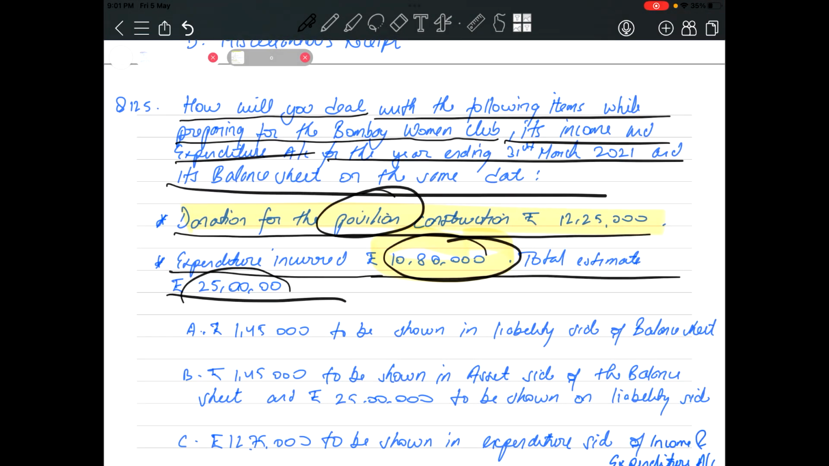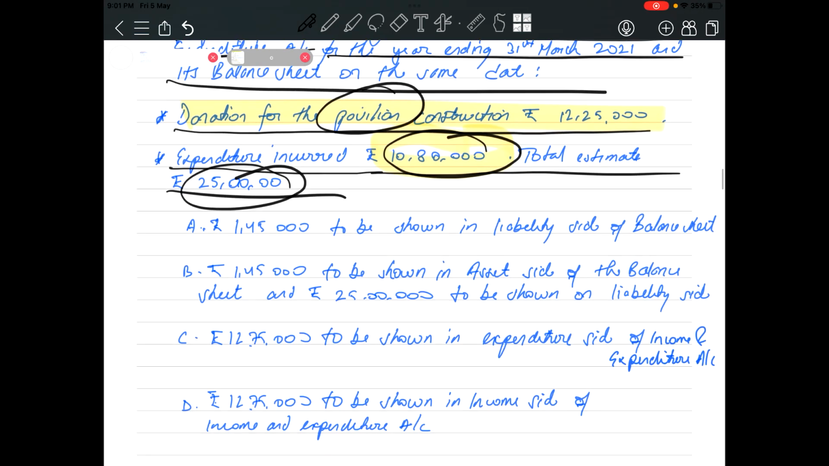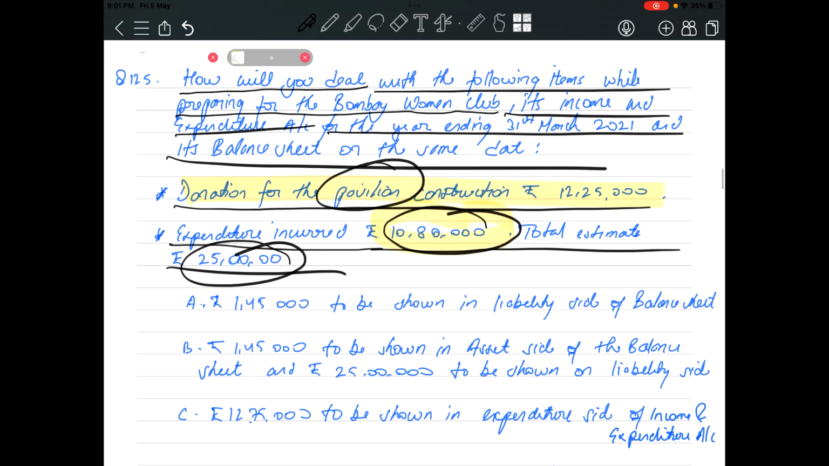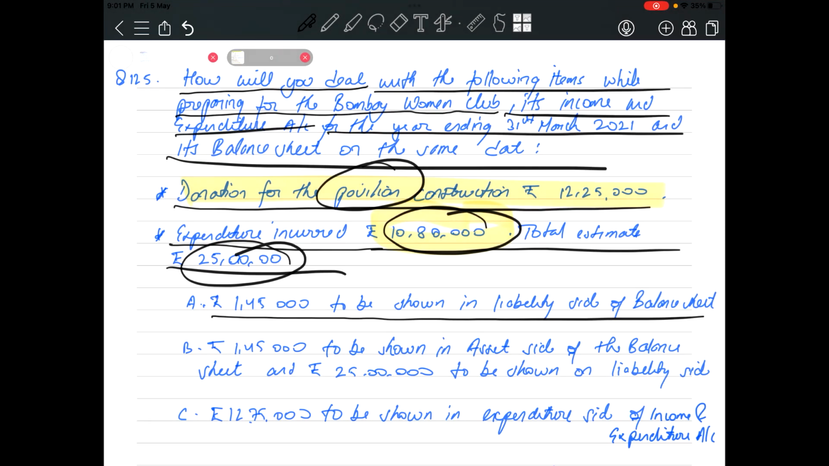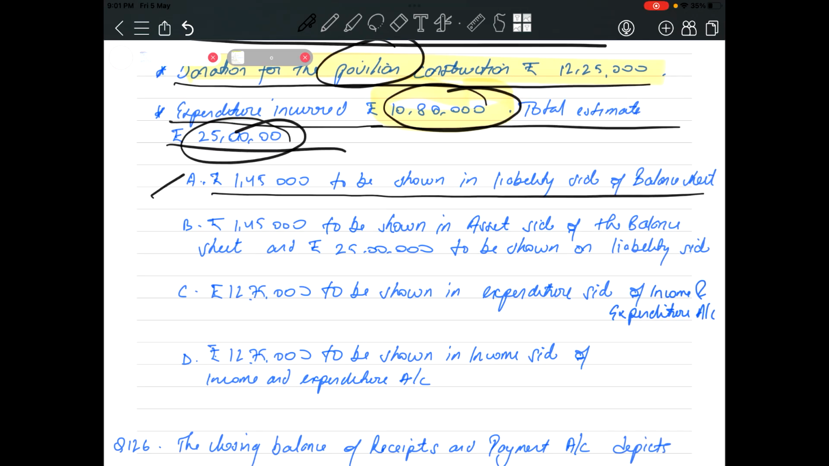Now the question has even given us the total expenditure required. Do we have to do anything with this? No, there is nothing to do with this. Now let's read the options. Option A, rupees 1,45,000 to be shown on the liability side of the balance sheet. Yes, I have discussed this now. At the time of receiving the donation, this was the liability, but out of this the organization has spent 10,80,000. So the liability has been reduced by 10,80,000 because they have incurred this for the construction of pavilion. This is a specific donation. So the liability left is 1,45,000. Option A is, I guess, correct.